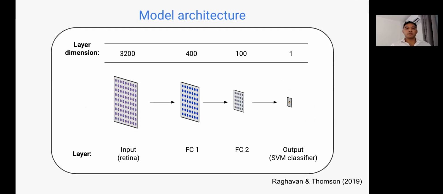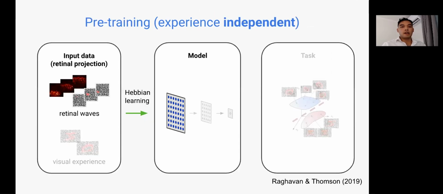So the model architecture that I'm using, I'm not the first person to have this idea. There's this model that's been developed by Raghavan and Thompson. Essentially, it's a very simple model. It's a 4-layer, you can think of it as a neural network. The input layer is analogous to the retina. So the data that you show the model is projected onto this input layer. There's 2 fully connected linear hidden layers. And then finally, there's an output, which is just an SVM classifier. And you can think of this as the thing in the network that actually does the object discrimination.